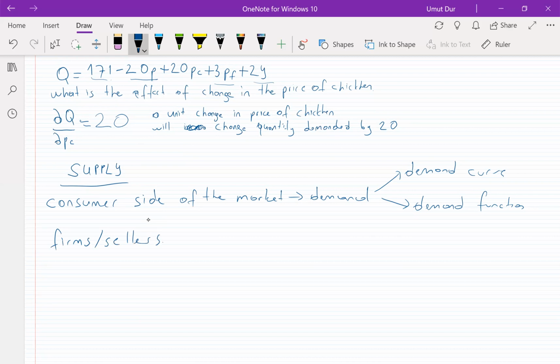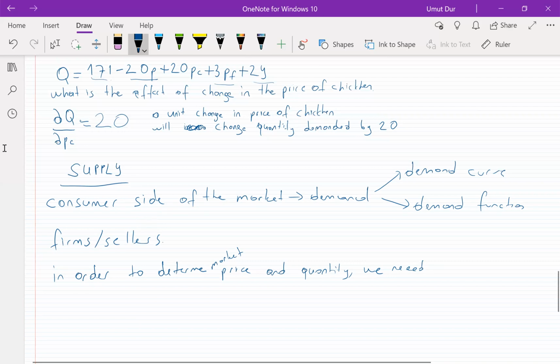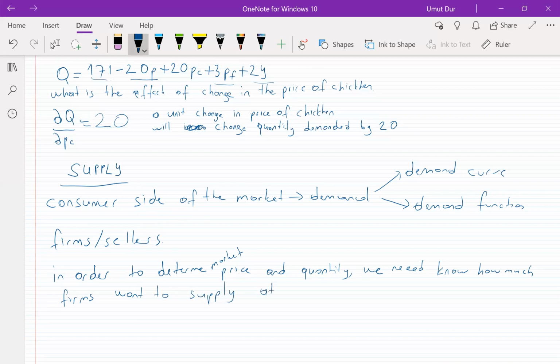So basically, in order to determine the market price and quantity, we need to know how much firms want to supply at any given price.